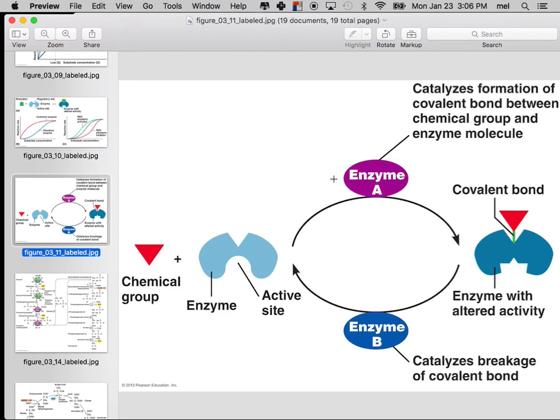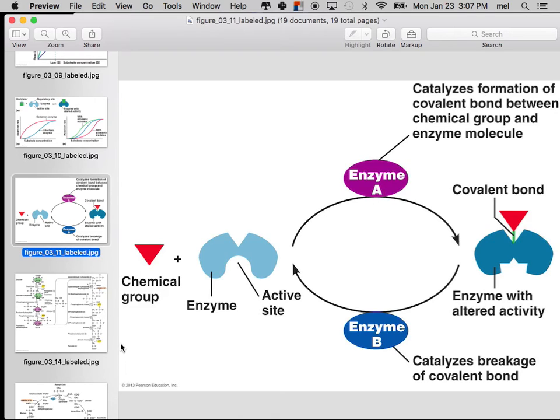But please note that it's going to need 2 other enzymes to help it, okay? It's going to need one to form that covalent bond, and then when I want to undo it, I'm going to need another enzyme to undo that covalent bond. The objective is the same, okay? So you have run into these before if you've ever seen kinases and phosphatases. Have you ever seen a kinase or a phosphatase?